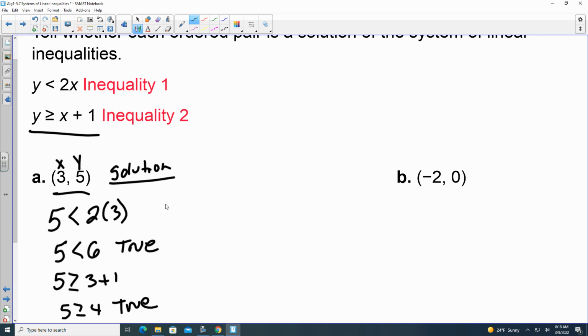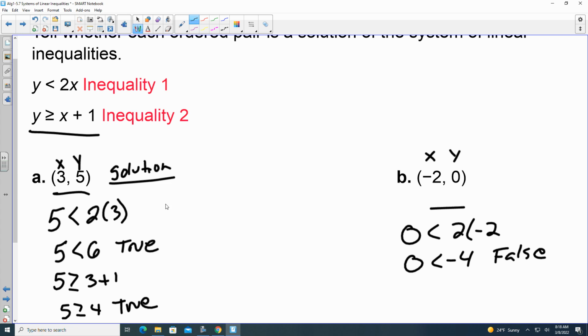When you look at the second example, -2, 0, again, this is x, this is y. If you look at the first inequality, is 0 less than 2 times -2, which means is 0 less than -4? No, this is false. I don't even need to check the second one. As long as I have one false statement, this is an indicator that this is not a solution to this system. It may very well have been a solution to inequality number 2, but that doesn't matter. It has to satisfy both of them.